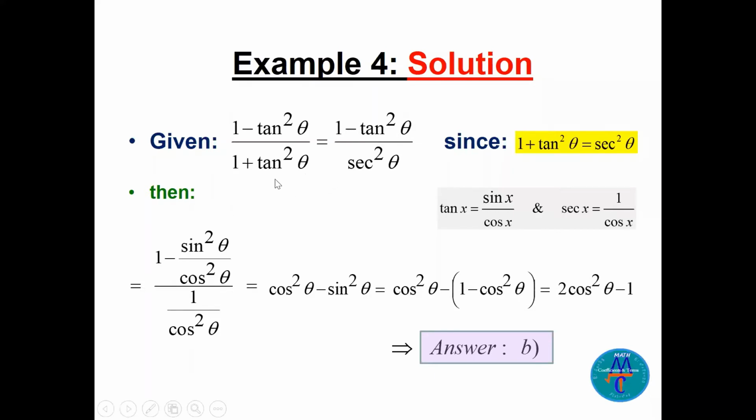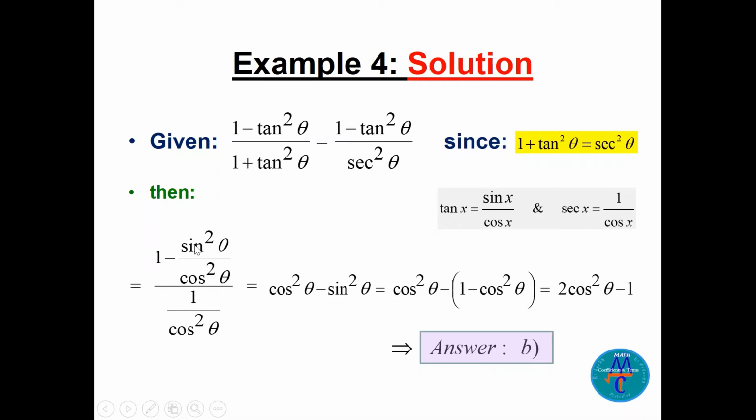So if I look at the solution of example 4, I can leave the numerator as it is, 1 minus tan squared of theta. For the denominator I know there's a formula: 1 plus tan squared of theta is equal to secant squared. Now, change everything to sine and cosine, and you can do that from the beginning if you like. So tan theta will be sine of theta over cosine of theta, because we know tan x is sine x over cosine x. And secant of x is 1 over cosine of x, the reciprocal, squared here.